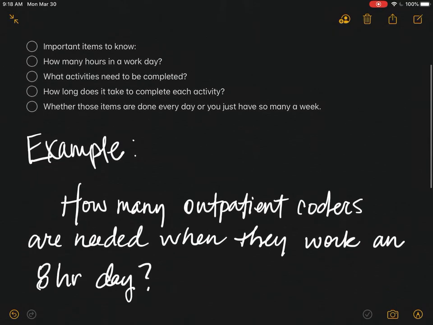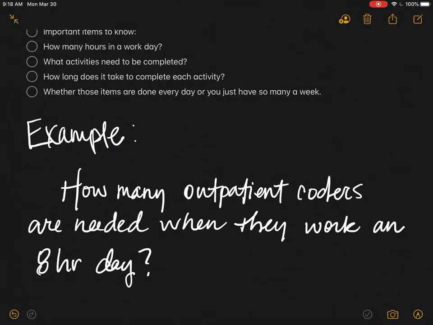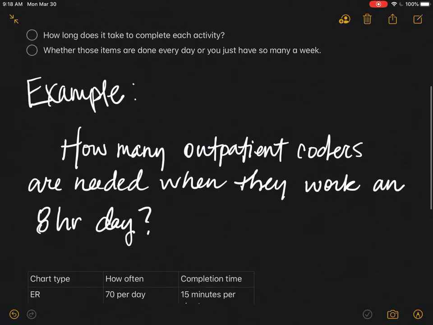Then you need to know what activities are going to be completed. In our coding example, we're looking at outpatient coders. How many outpatient coders are needed when they work an 8-hour day? What activities will the coders be completing? And then how long does it take to complete each activity?